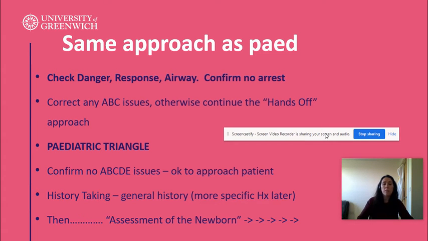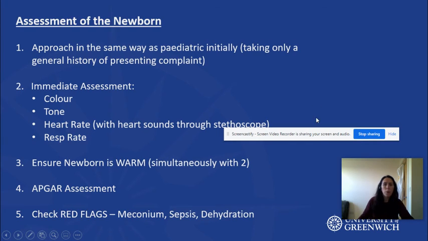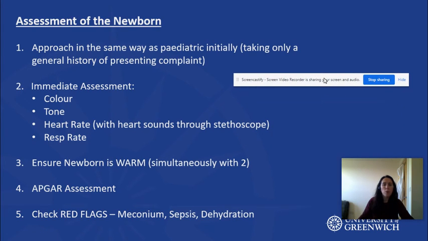So let's go on and assess the baby. Now the baby's out and they do not need resuscitation. Let's just give him a general check over. All right. So first thing we're going to do is to check the color, the tone, the heart rate, and the rest rate. These are the basic obs that we need for a newborn baby.